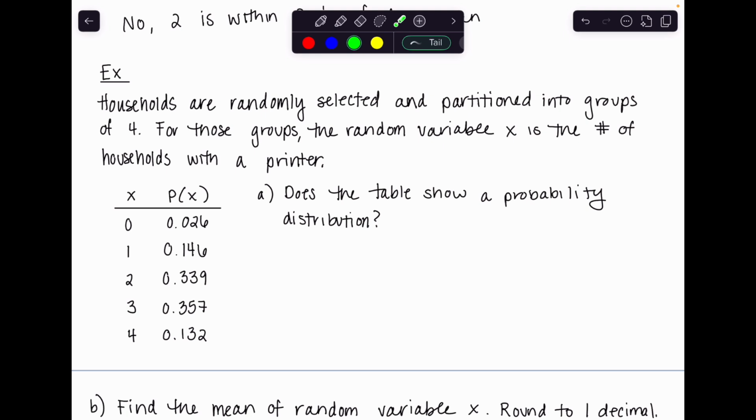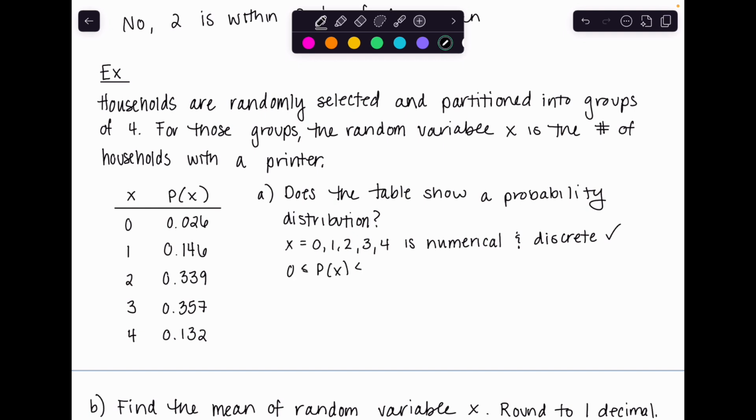So the first thing we want to ask, does this table actually give us a true probability distribution? So the first thing I need is that X itself, my random variable, is numerical, and all of those probabilities are numerical. So X, which has the values 1, 2, 3, 4, is numerical, and it's discrete. So fantastic, that's good. My values of P of X are definitely positive and less than 1 for each value of X.